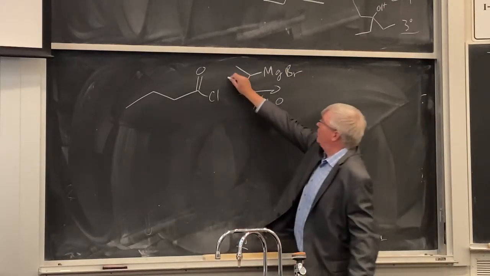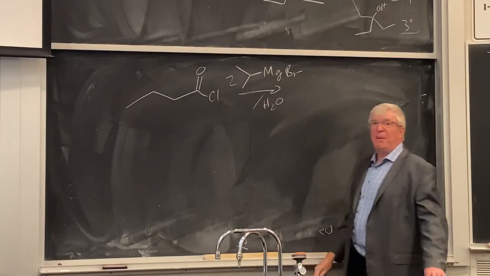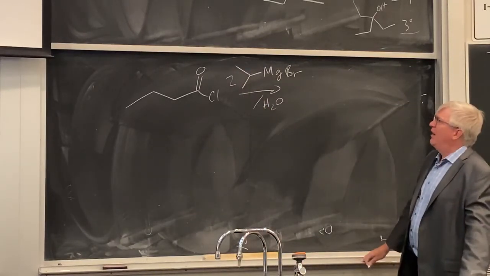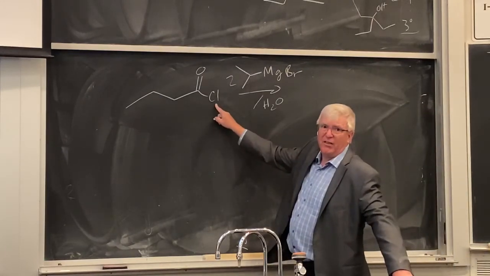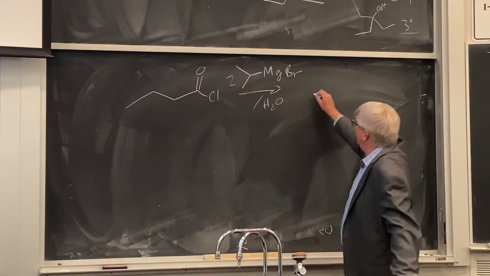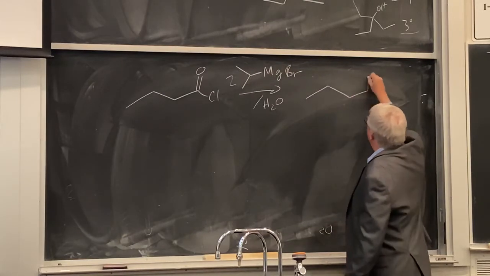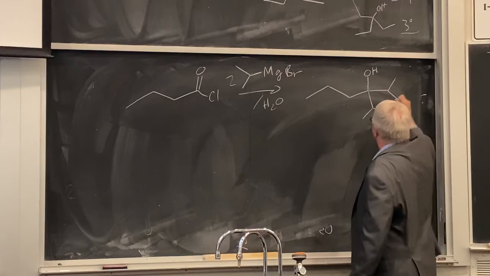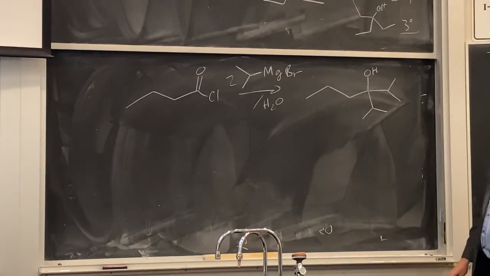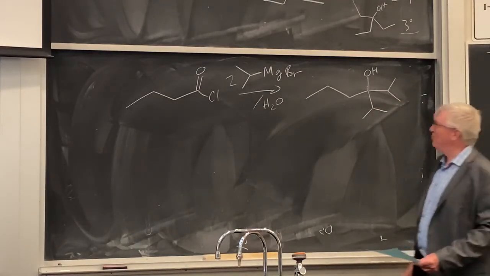And we're going to use excess, 2 equivalents. And we'll specify that if we mean that. And that should alert you to it, right? This is a derivative of a carboxylic acid. So if we use excess of the Grignard, what are we going to get here? Well, we're going to get the tertiary alcohol, with the 2 isopropyl groups on there. Okay? You can see the complexity of these building up here.